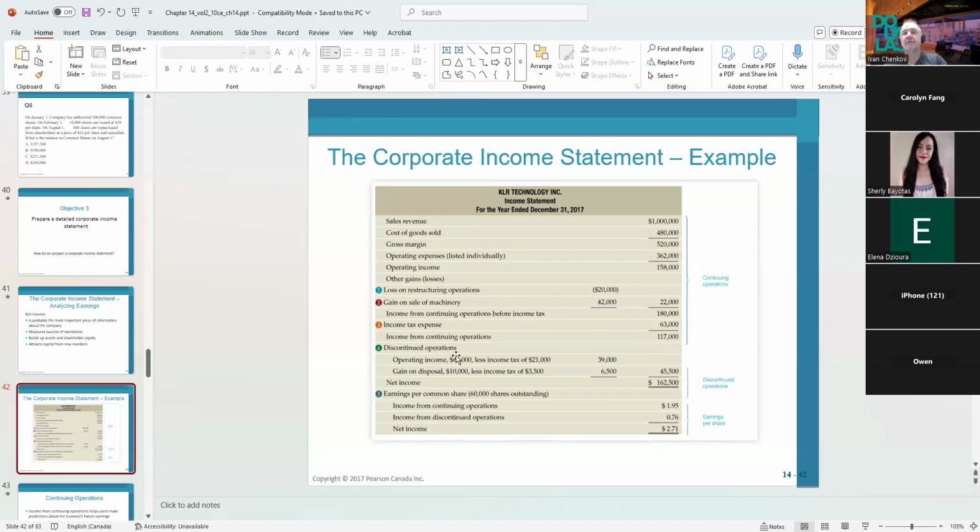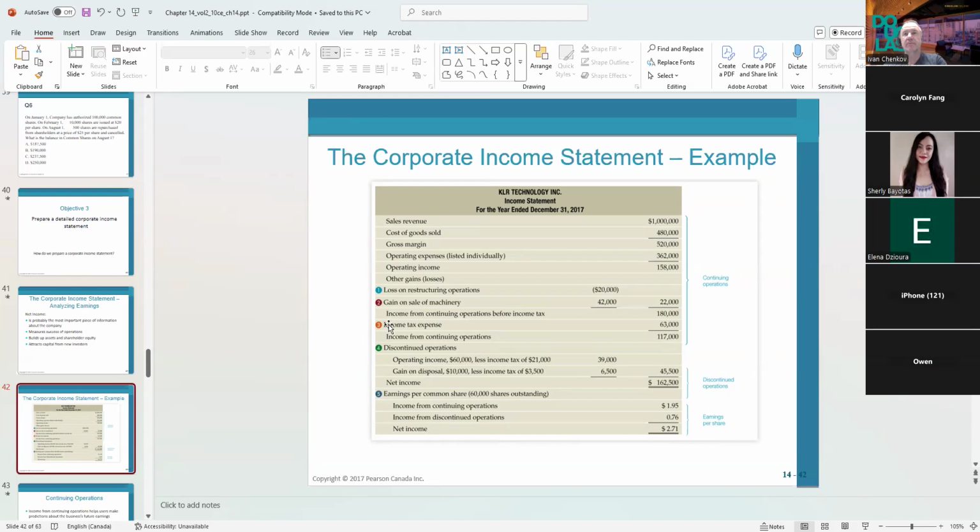Then we're going to have a discontinued operation. Discontinued operation will be, is there any segment of the business that we closed and we're not going to continue anymore? And from the discontinued operation, as you can see, we have operating income and we have gain on disposal. The interesting part is this, and you remember it.